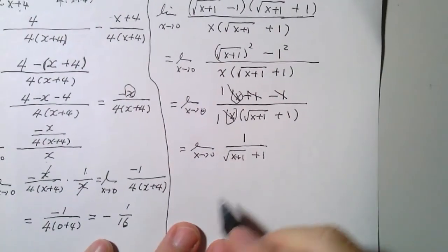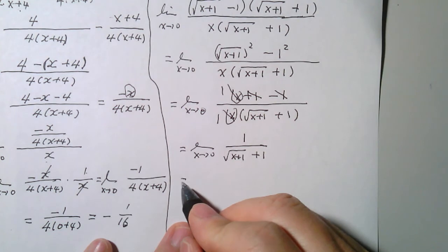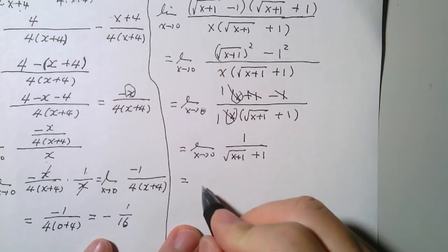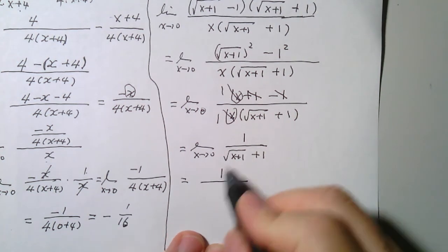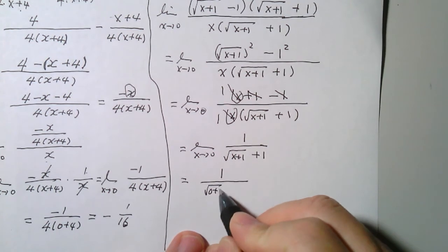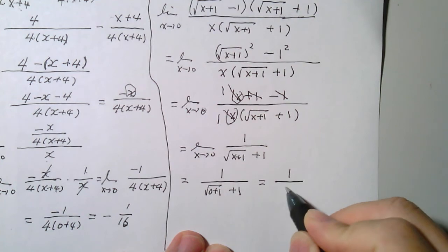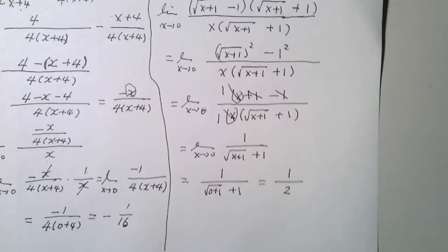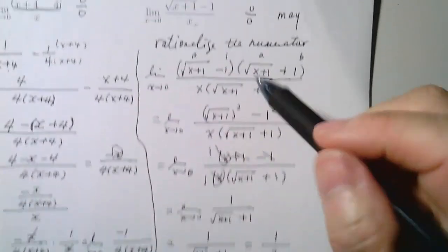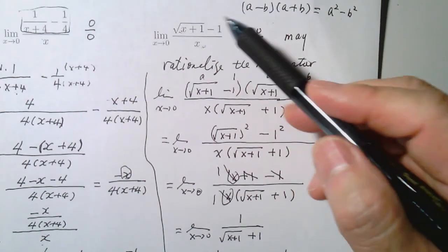So finally, you can do substitution. You have 1 over square root of 0 plus 1, plus 1. So square root of 1 is 1. Okay, you got 1/2. So now you have the limit. Okay, so this is rationalize the numerator.